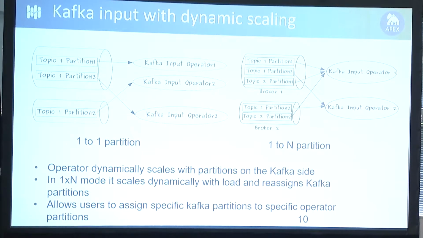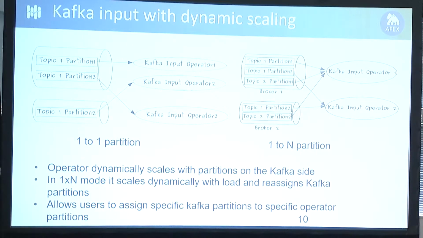And then I'll just take a brief look at some of the operators in Malhar that actually support dynamic scaling. So Kafka is one. In this operator, it supports 2 strategies, one-to-one and one-to-many. In one-to-one mode, for every partition for a topic on the Kafka side, an operator gets created on the Apex side. And each of these are parallelly reading from the different partitions.